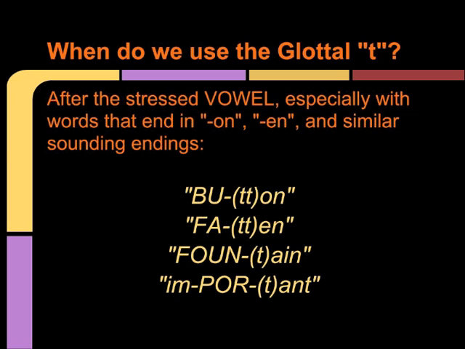When do we use this glottal T? We use it after the stressed vowel, especially with words that end in the letters O-N, E-N, and others that sound the same. Listen to these examples. Button, fatten, fountain, important.